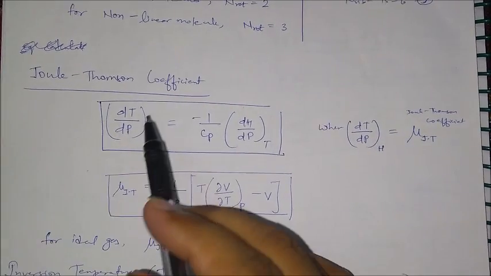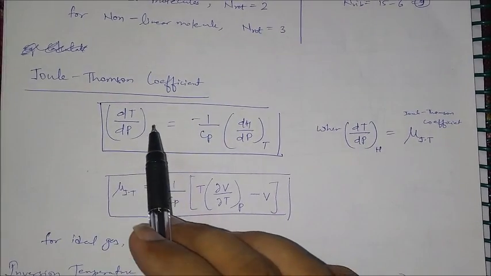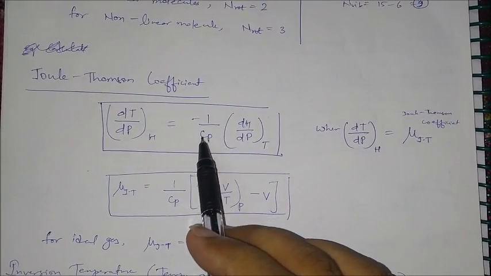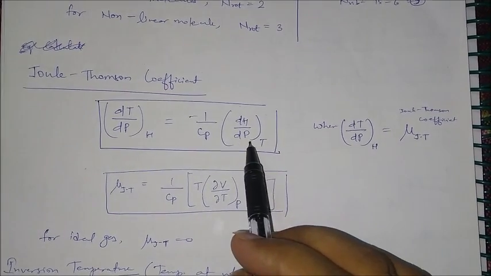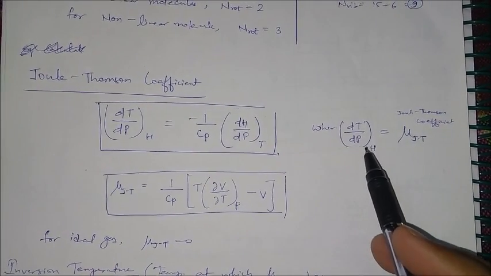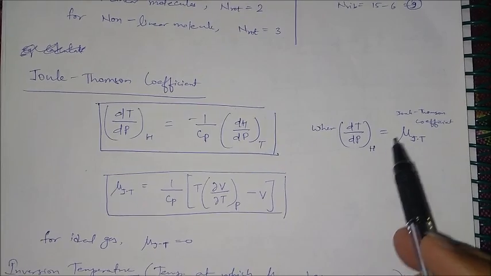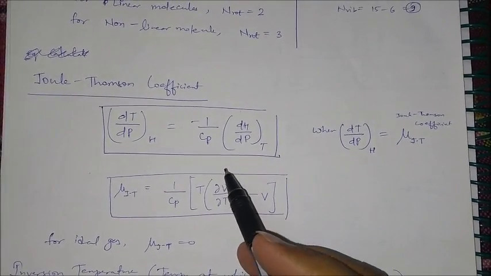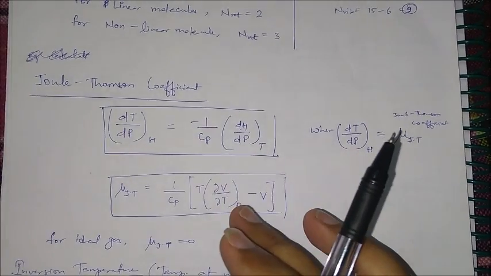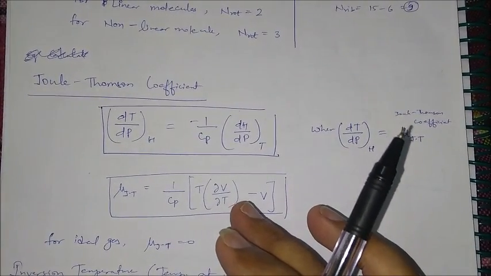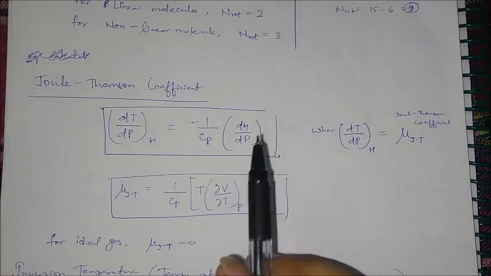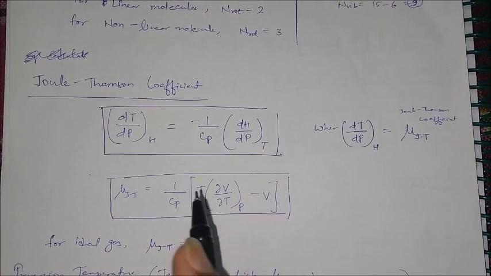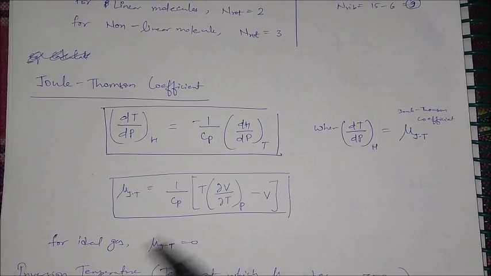Okay, so the next is Joule-Thomson coefficient. The equation says that dT by dP at constant H is equal to minus 1 by Cp dH by dP at constant T, where dT by dP at constant H is called the Joule-Thomson coefficient. A question is not directly asked from here, but it could be asked. Joule-Thomson coefficient is one of the very important topics from thermodynamics. One more is there, the Clausius-Clapeyron equation, on which your whole phase equilibrium depends. So these two are very important equations.